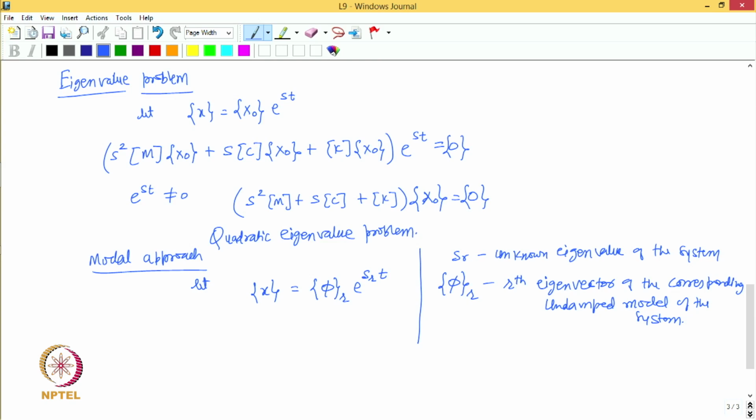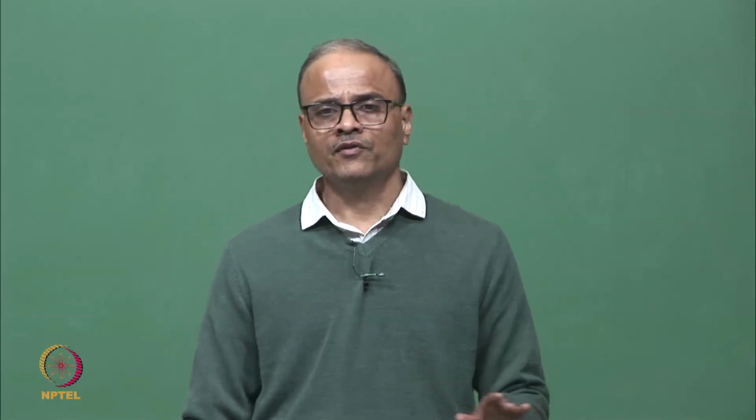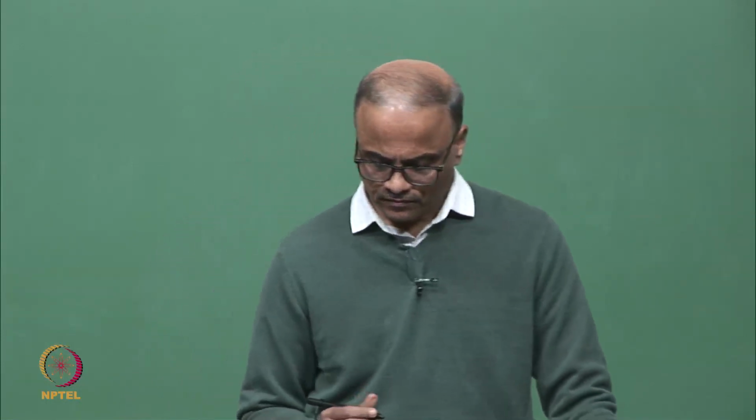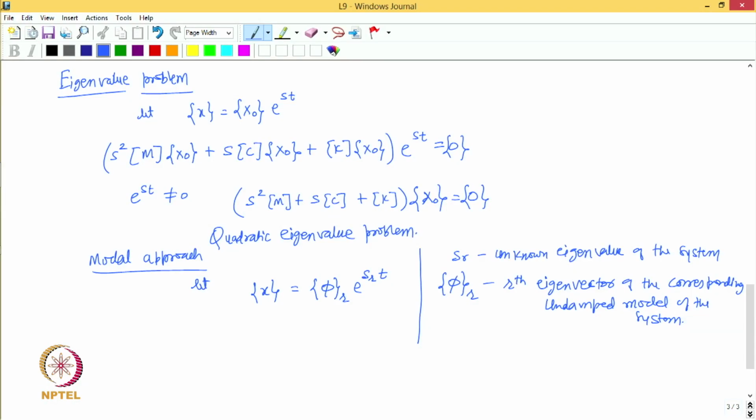If we just consider the mass and stiffness matrix of the system and ignore damping, then that model is the corresponding undamped model. By solving that model, we can find eigenvectors, and this phi r is nothing but the rth eigenvector of that system. So, let us assume this kind of solution and check whether it satisfies the equation of motion of the viscously damped system. Let us substitute it in the equation of motion and also pre-multiply by phi r transpose. If you do that, what do we get?